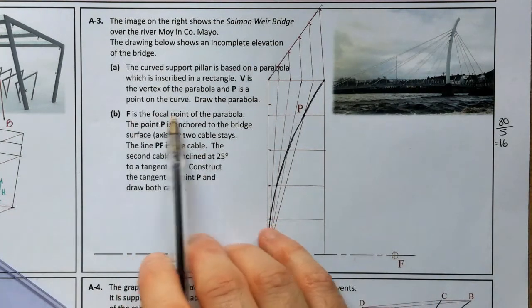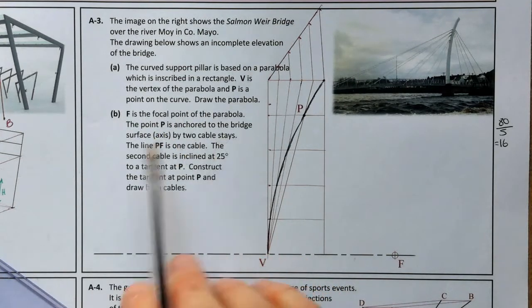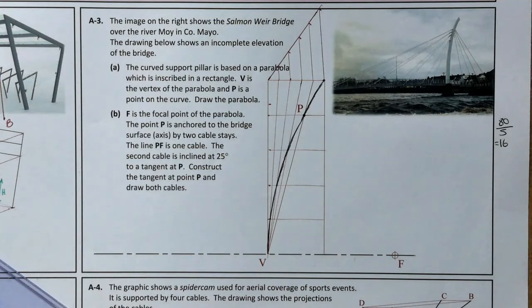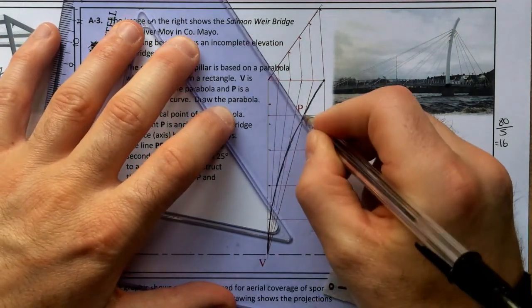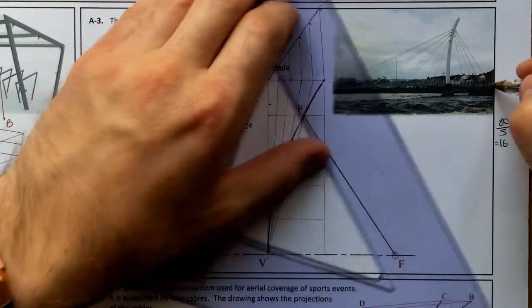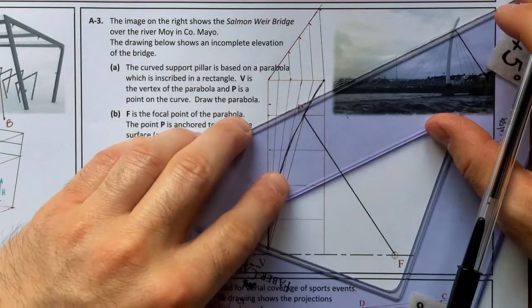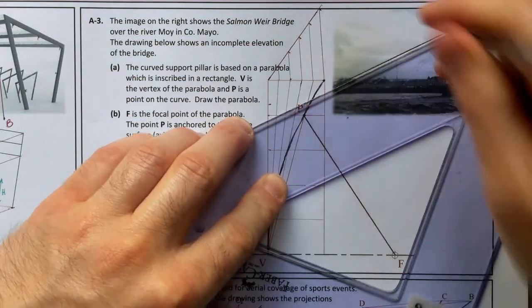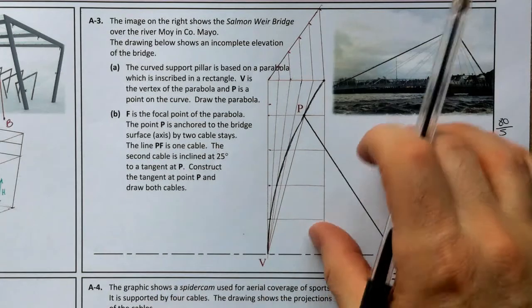Now it says F is the focal point of the parabola. The point P is anchored to the bridge surface by 2 cable stays, and the line PF is 1 cable. Okay, just checking, do I have a protractor here? Of course I don't, I left it at school. So what we're going to do is we're going to connect P to F first of all, and that there is one of these cables. It's like basically I've drawn in kind of like that guy there basically, and what we're trying to do is we're trying to get the other guy in the opposite direction. Okay, that's what we're trying to get basically there. So we've drawn in this guy.